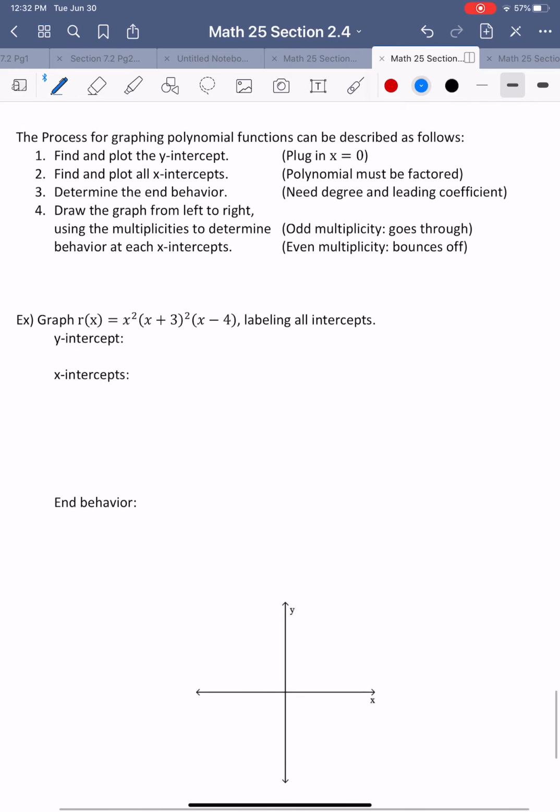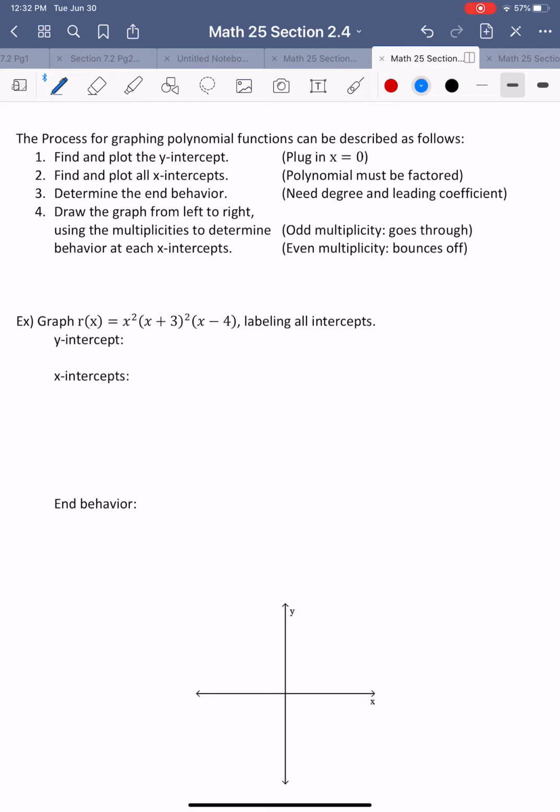Alrighty, so the process for graphing a polynomial function can be described as follows. Number 1, plot the y-intercept, and then plot all the x-intercepts. Determine the end behavior by the leading term, and then draw the graph from left to right using the multiplicity to determine the behavior of the x-intercepts. So odd multiplicity goes through and even multiplicity bounces off.